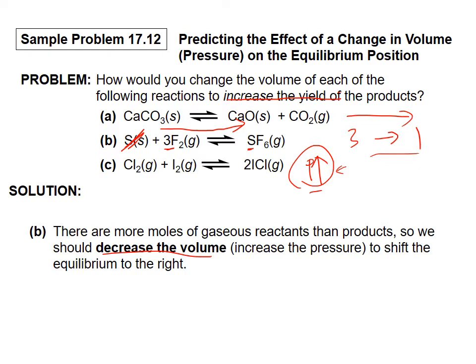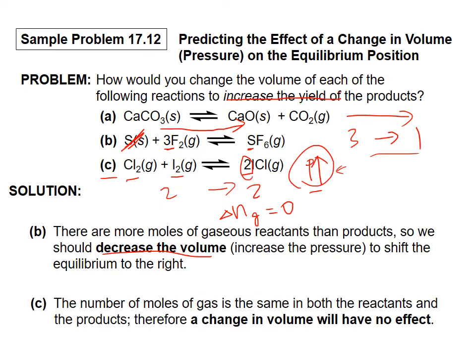Now let's look at number C. In number C, all are gases. 1 plus 1 equals 2. So 2 goes to 2. And therefore delta n of the gas phase is 0. So in this case, pressure has no effect. You cannot change pressure to change yield. You must find another way to change yield.